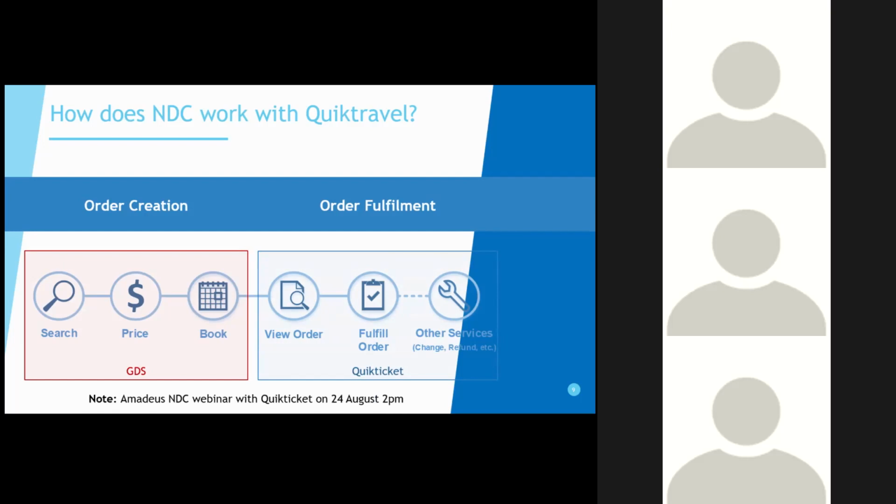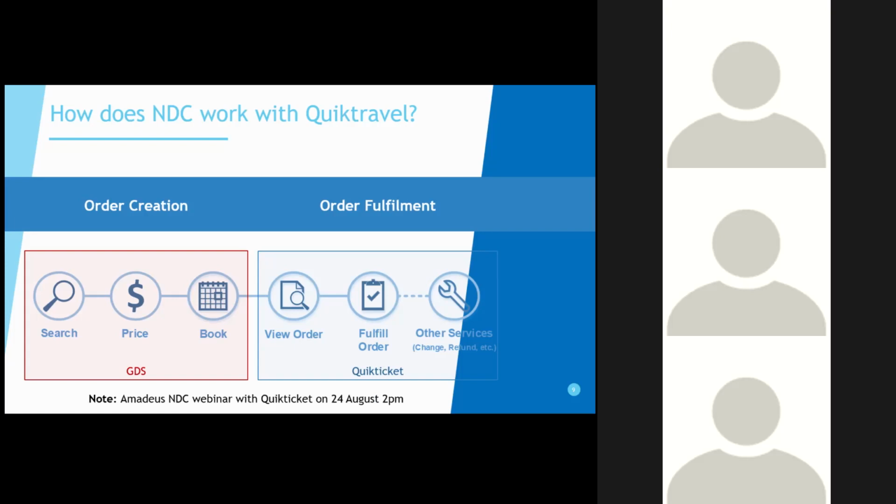The main thing to note is that NDC content is available via the GDS, just like how you currently access your normal fares. When you book or create the NDC order, the GDS will then create a PNR in your PCC. Then you simply go into Quiktravel, retrieve the PNR and choose to issue the ticket.